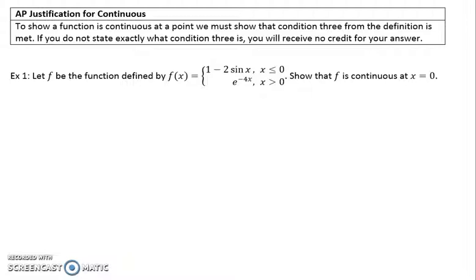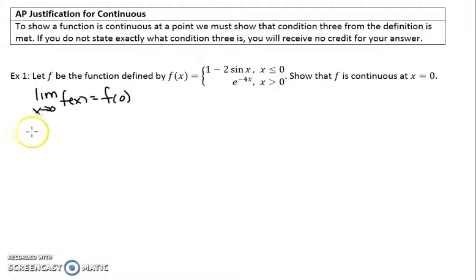So how we're going to look at this is from a piece of a free response question on an AP exam. It says, let the function f be defined by f of x equals the piecewise function 1 minus 2 sine of x if x is less than or equal to 0, and e to the negative 4x if x is greater than 0. Show that the function f is continuous at x equals 0. So we need to show that at that point x equals 0, we're going to be continuous. So this is one of those ones where you have to show the right and left hand limit. So what we need to show is that the limit as x approaches 0 of f of x is equal to f of 0. That's what we need to show.